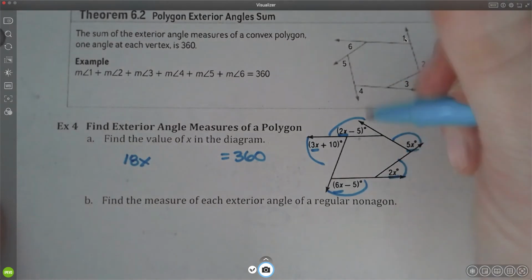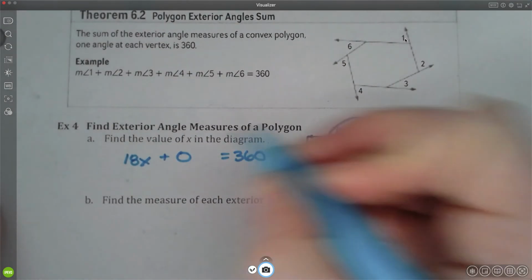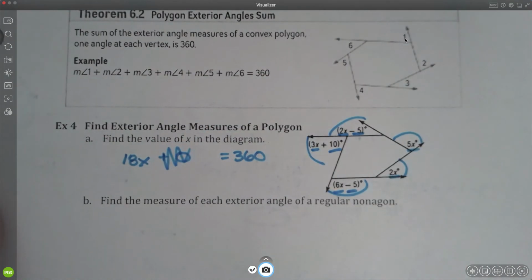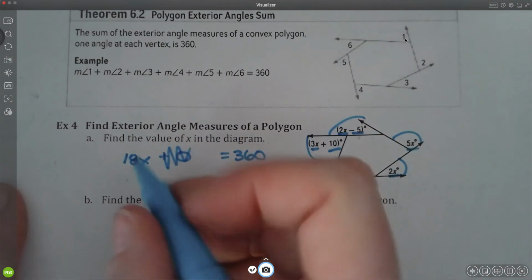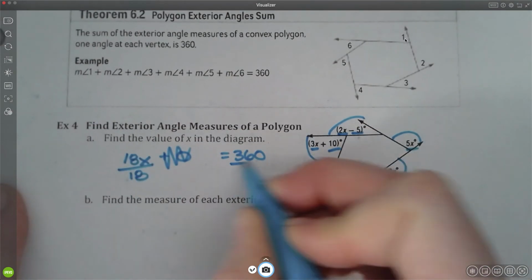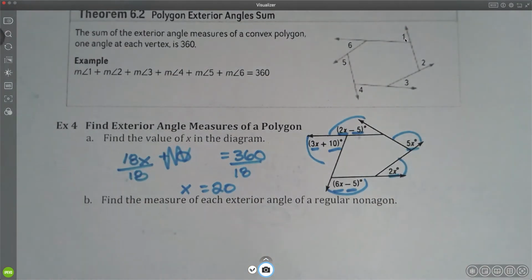Negative 5 plus 10 minus 5 is 0, right? It cancels out. So we can put plus 0, or we don't really have to have that 0 there. So rather than writing them all out, I just combined them all in my head. Okay? So if I divide by 18, what is it? 20. Do it in your head. 20, right? 36 divided by 18 is 2.